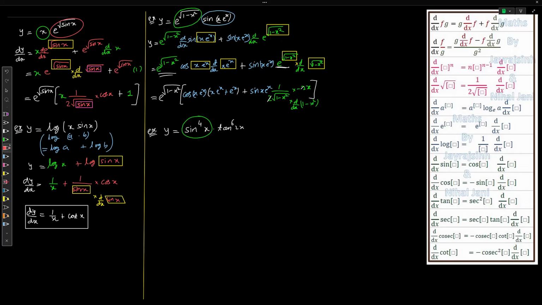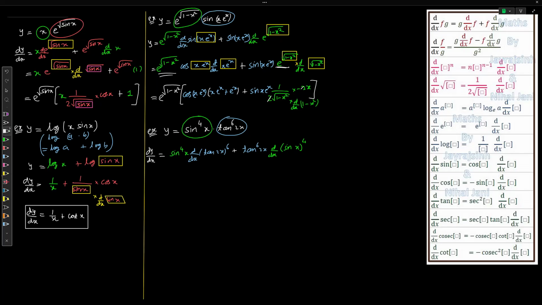This is one term and this one is the second term. So we will apply the multiplication rule first. So we can say sin x raised to 4 will be as it is. We'll focus on the differentiation of tan 2x raised to 6, plus tan 2x raised to 6 will be as it is. We will focus on the differentiation of sin x raised to 4.